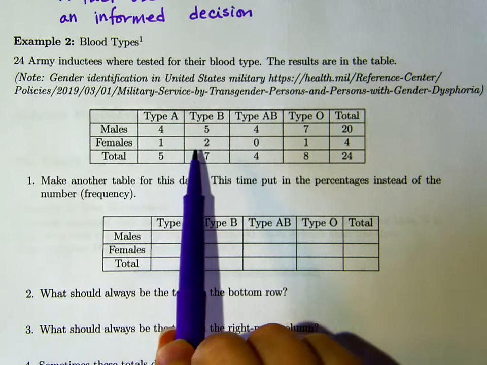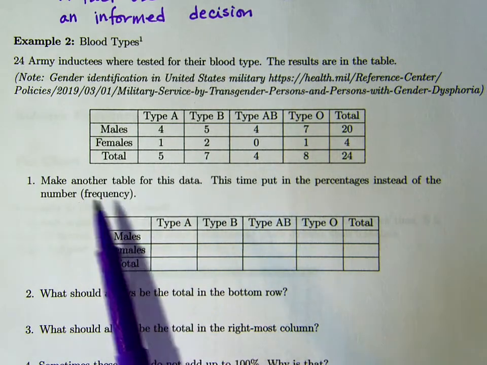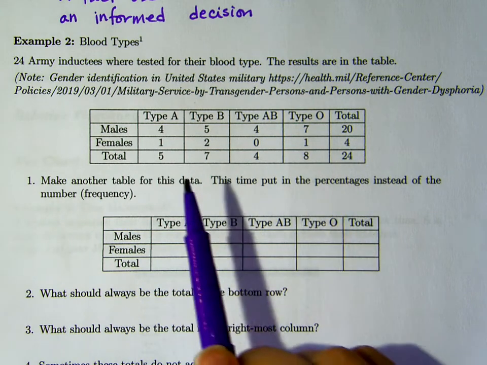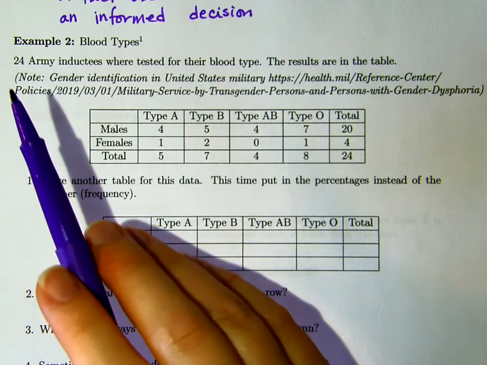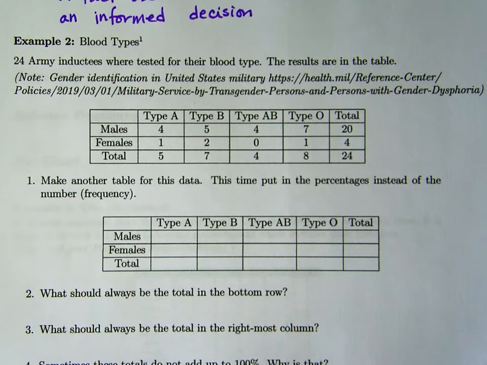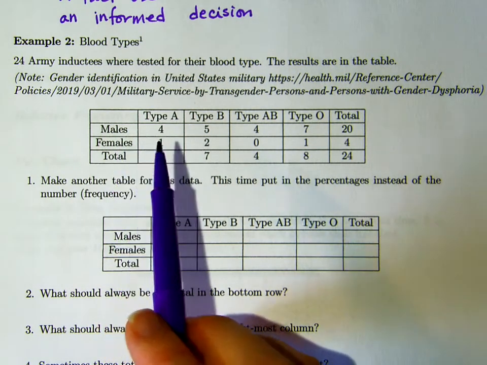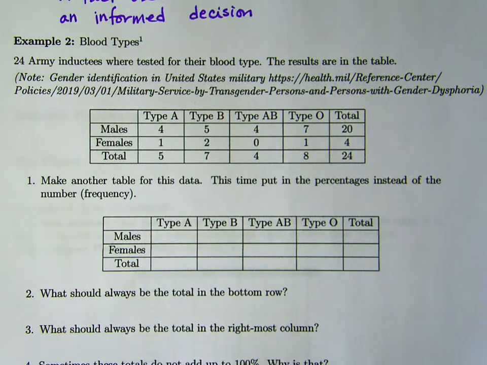The results are in this table. Make another table for this data, this time using percentages instead of the raw number of counts out of 24, which is called the frequency. Like, how frequently did you get a male of type A blood?